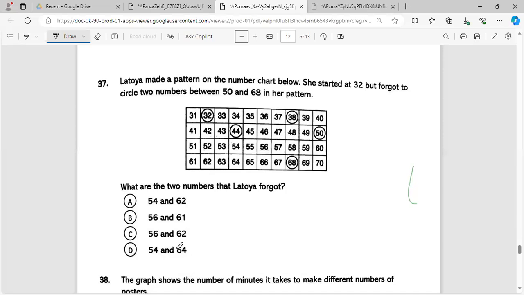Sir, C, 56 and 62. Do we agree, guys? Yes, sir, I agree. So basically, it's like they added 6 here. So I agree. It's C, 56 and 62. Yeah.